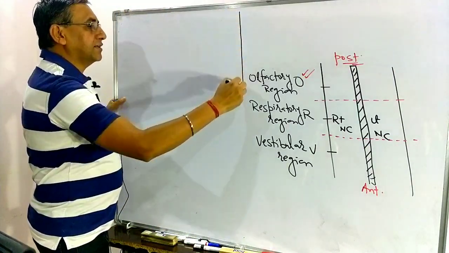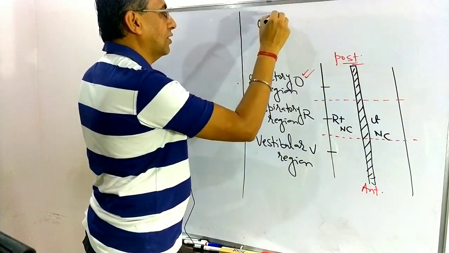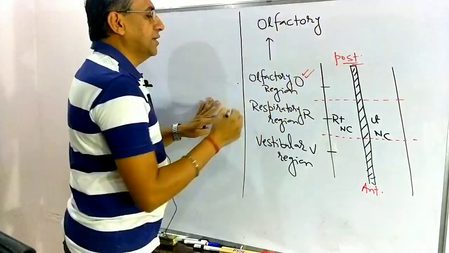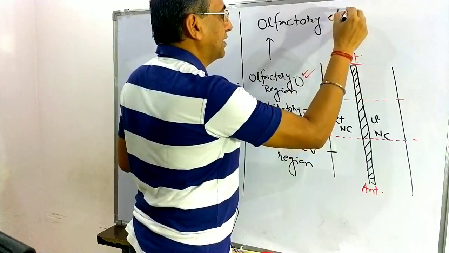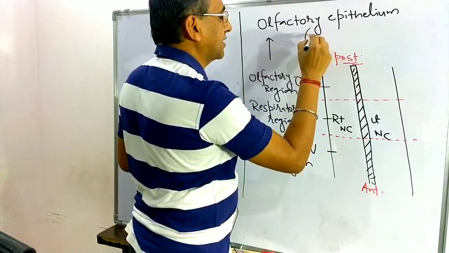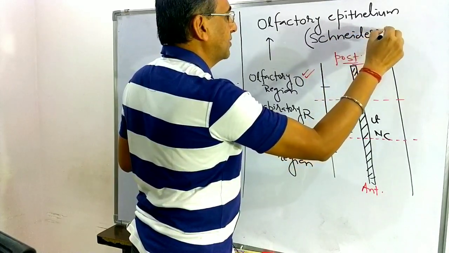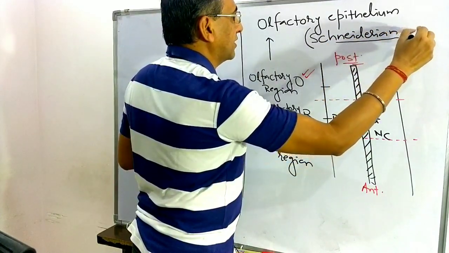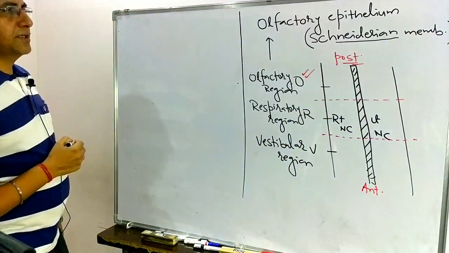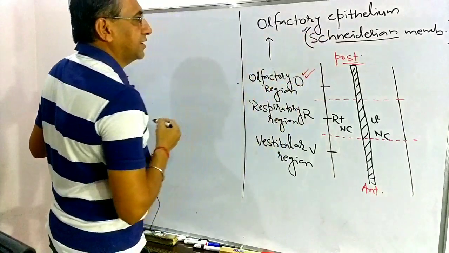In the olfactory region, a specific epithelium is present, known as the olfactory epithelium. It was discovered by Schneider, and it is also known as the Schneiderian membrane. So at the posterior most part of the nose, the olfactory epithelium is present, also known as the Schneiderian membrane.